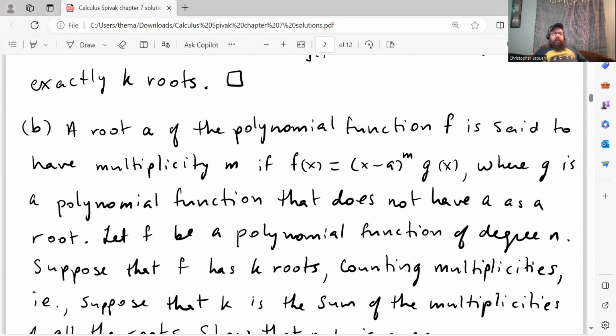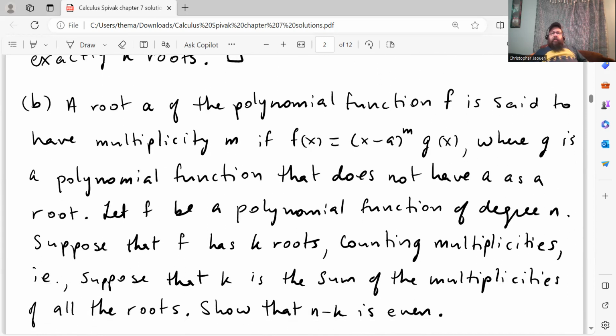And for part B, a root a of a polynomial function f is said to have multiplicity m if f of x equals (x minus a) to the m times g of x, where g of x is a polynomial function that does not have a as a root. So that's just a definition of what it means for a root to have multiplicity m, which again you probably went over whenever you did pre-calculus, or maybe even in algebra.